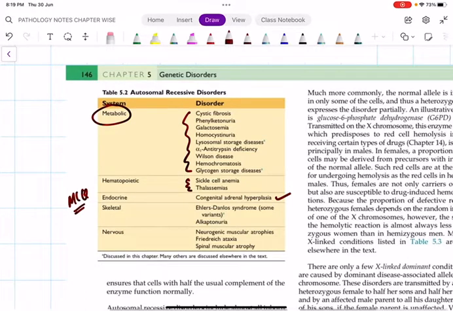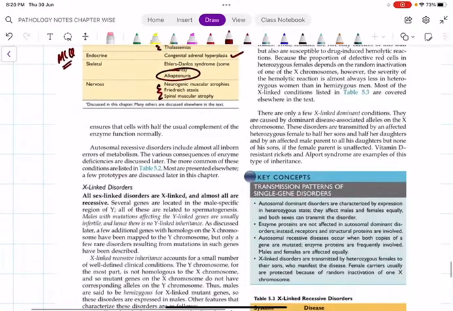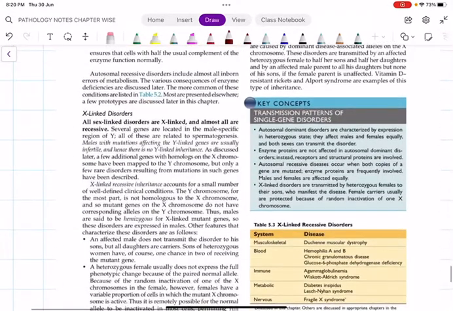Then some variants of Ehlers-Danlos syndrome. Most of the variants of Ehlers-Danlos syndrome are autosomal dominant. Then Friedreich's ataxia and spinal muscular atrophy, all these are autosomal recessive. And alkaptonuria you already learned in biochemistry. Coming to X-linked disorders.